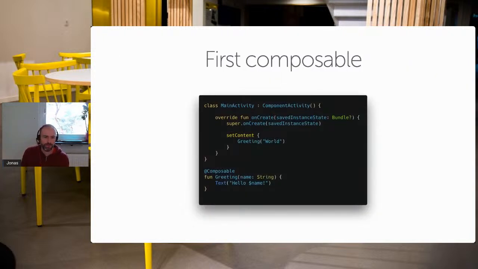So if you look at a first composable, basically this is how it looks. It's a function that emits UI and it has this annotation, Composable. And here you just call this in an activity and it just draws the text on screen in the setContent.